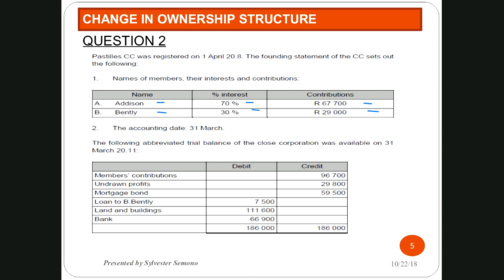And again, they say the following abbreviated trial balance of the closed corporation was available on the 31st of March 2011. So again, we've got the members' contribution given to us in total. We've got the undrawn profits, guys. Remember, the undrawn profit is the same as retained earnings. Please write next to retained earnings. So they've got different ways of calling it. Don't be confused. Okay, this is the same thing. And they gave us the mortgage loan bond. They gave us the loan to member. They gave us the land and buildings. They gave us the bank. So this is just the given information.